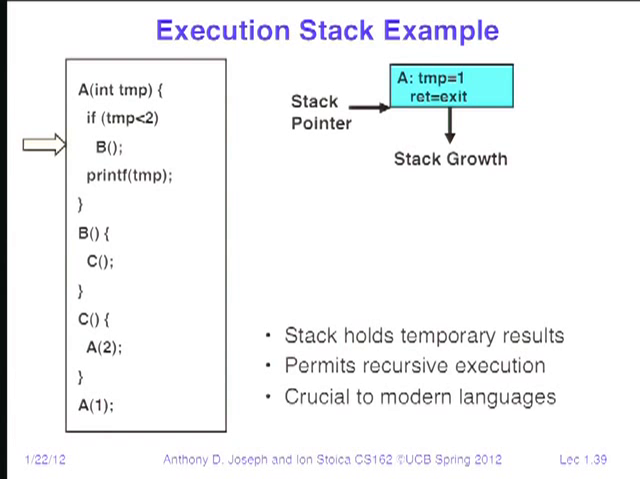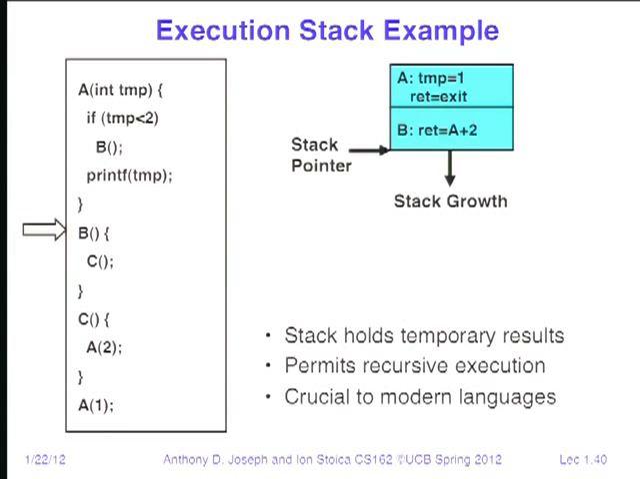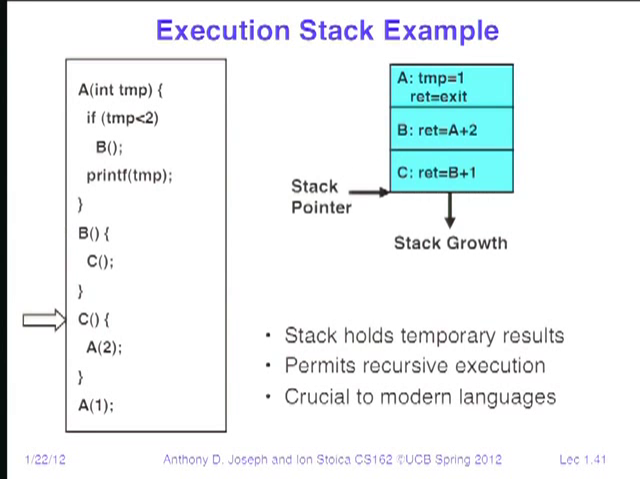So what are we going to do? We're going to recurse into B, create a new stack frame for the call into B. Our return program counter is going to be set equal to A plus 2, so that's going to put us right here. And we move our stack pointer down. Okay? Call C. C is going to cause us to create a new stack frame for C. Return program counter is going to be set to B plus 1, so right here. Okay? And then C calls A equal to 2.